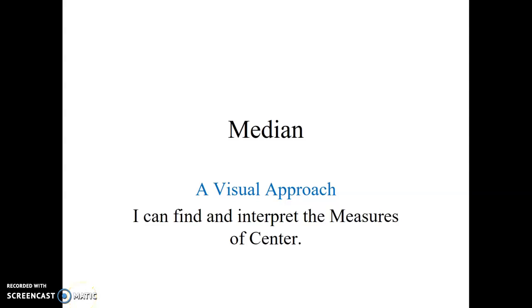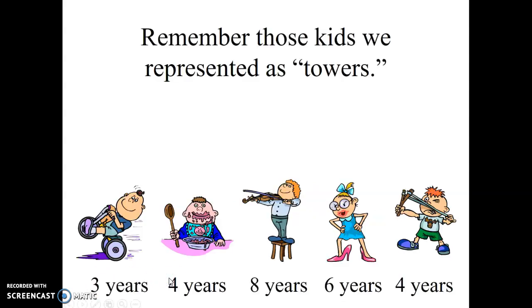Hi guys, today we're going to spend a few minutes talking about the median, and we're going to use a visual approach as we did with the mean. And we're still working on the I can statement: I can find and interpret the measures of center. So let's begin. Remember those kids that we represented as towers?